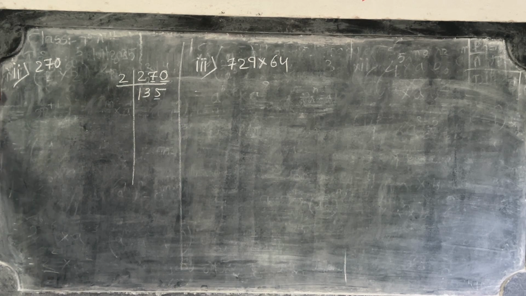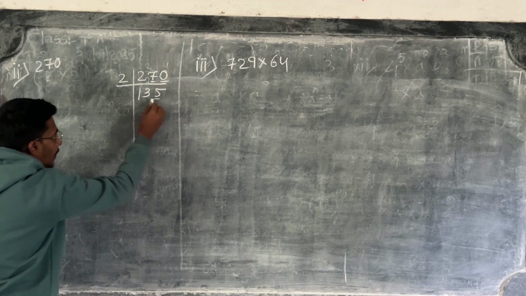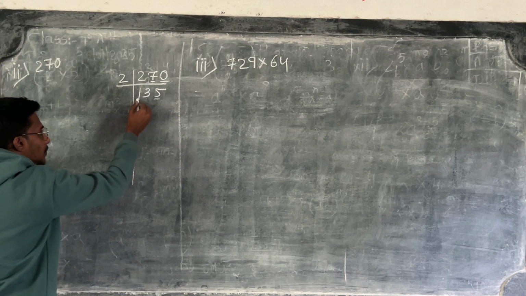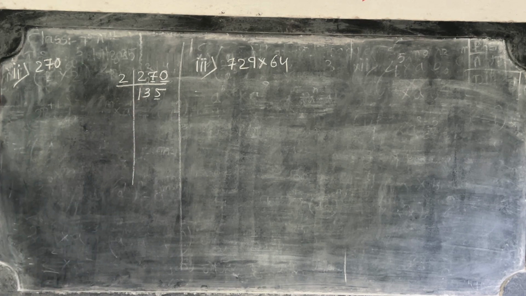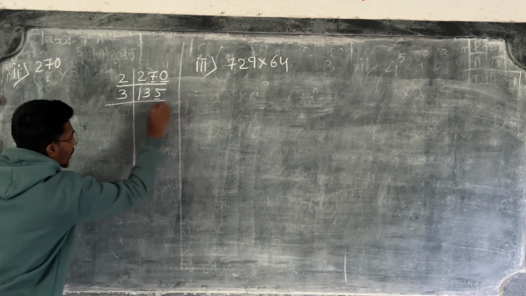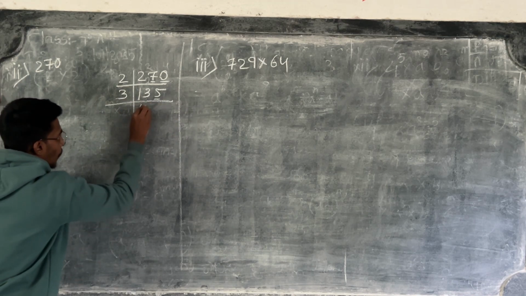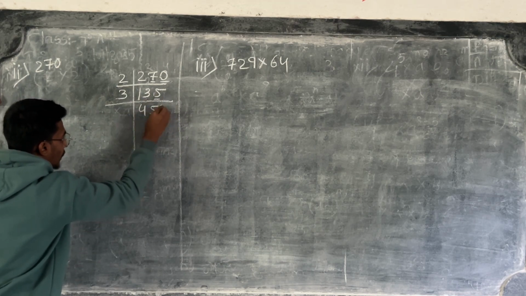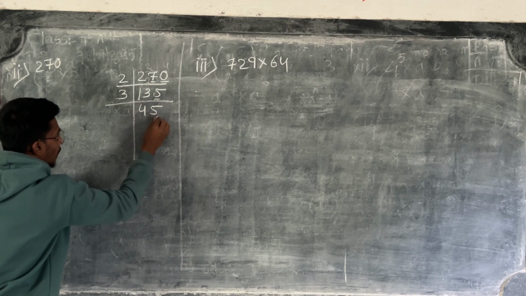What is the rule of 3? We have to add all the digits. 5 plus 3 is 8, 8 plus 1 is 9. 9 comes under 3's table, so it is completely divisible by 3. 3 4s are 12, 1 carried becomes 15, 3 5s are 15. So it is 45.